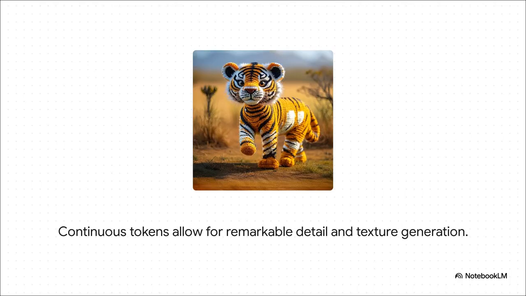It's a tiger cub, but it's made entirely of knitted yarn. I mean, just look at the detail in the individual threads, the softness you can almost feel. It's just incredible. And this is exactly where those continuous tokens show their magic.